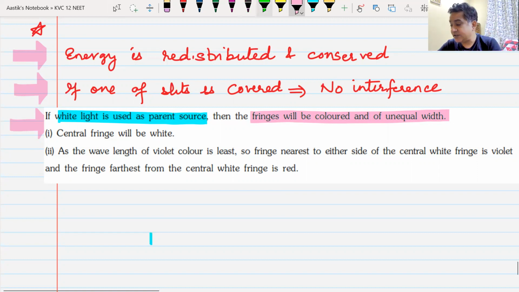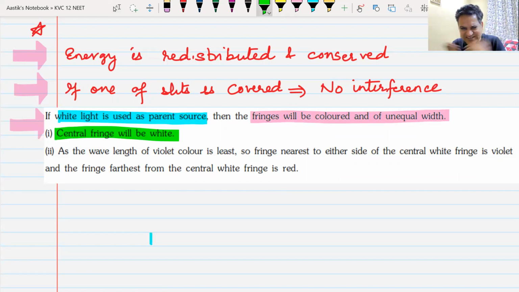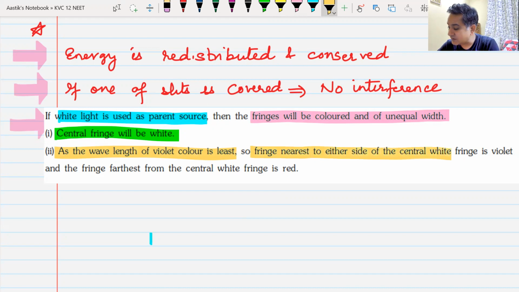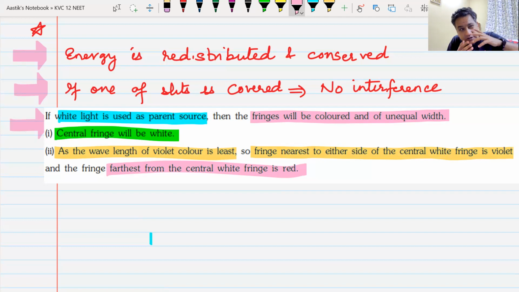The question that has come in your NEET: central fringe will be white. All the colors mixed together become white. The wavelength of the violet color is least, so the fringe nearest to either side of the central white fringe is violet. The nearest one would be violet and the farthest one would be red. Just remember this. It is because of the wavelength of the light. Wavelength of violet is the least, so it is nearest. Wavelength of red is largest, so it is farthest.